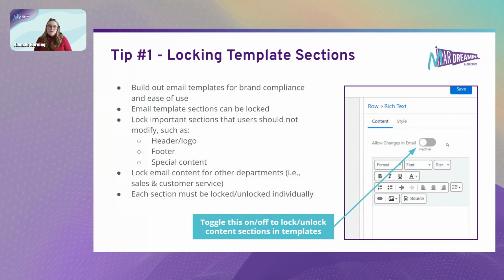You also have to note that each of these sections has to be locked and unlocked individually. So you can't just lock the whole email. You would have to click into each of the components and toggle that on. So just make sure you're paying attention to that so you don't end up wondering, well, why didn't that work? Once it gets sent and it looks all funky, maybe your logo looked wrong or somebody resized it or something. So make sure you're locking your key sections that you don't want to see edited.